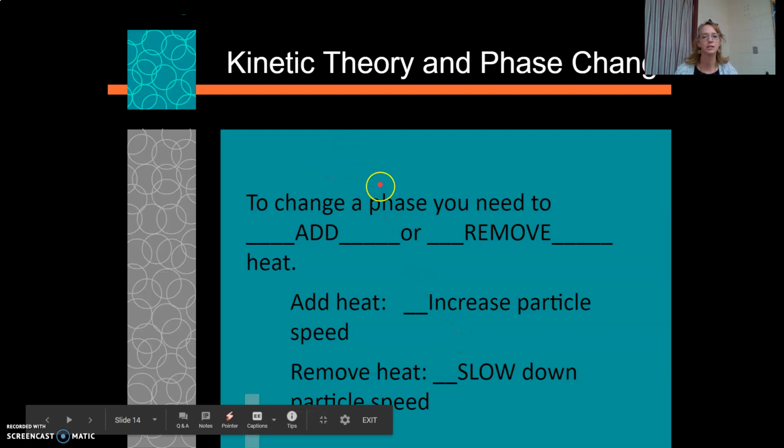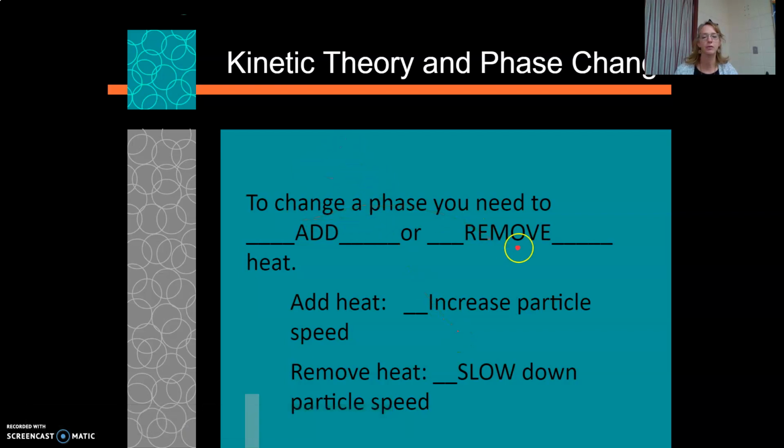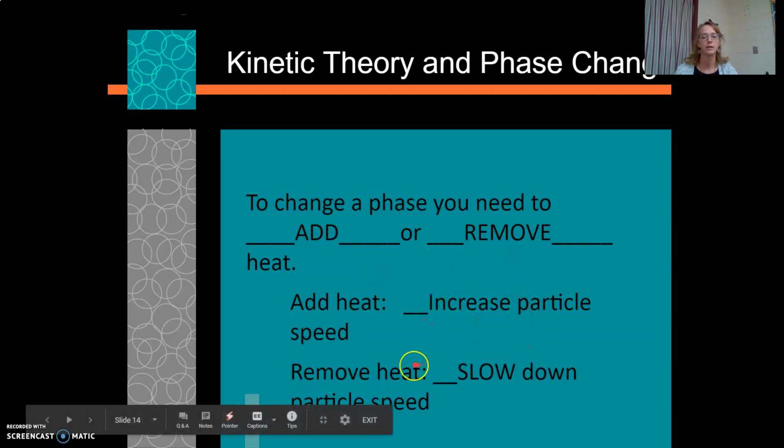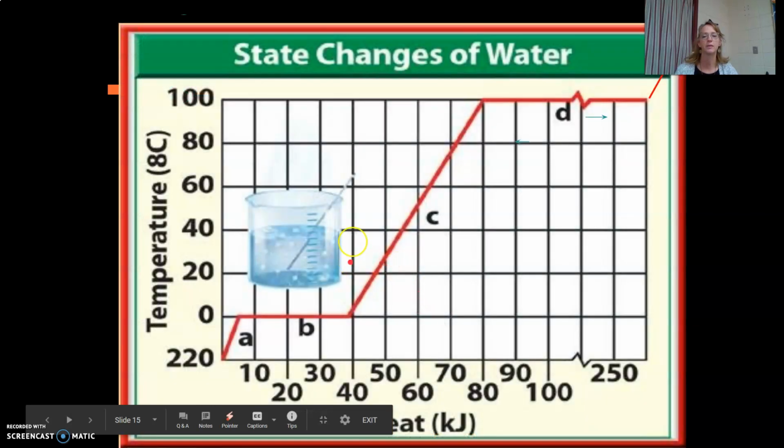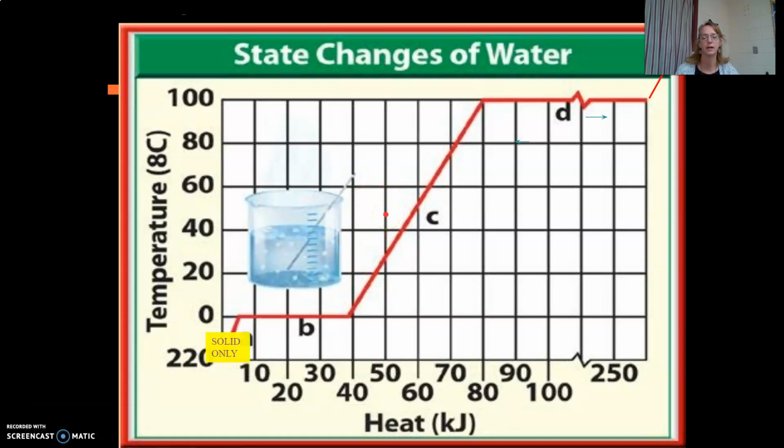If you want to change a phase, again, you add or remove heat. When you add heat, you increase particle speeds. When you remove heat, you slow down the particle speed. That's all we are doing. We are going to do a lab and prove this heating curve. Okay, so I'm going to talk about this later, actually.